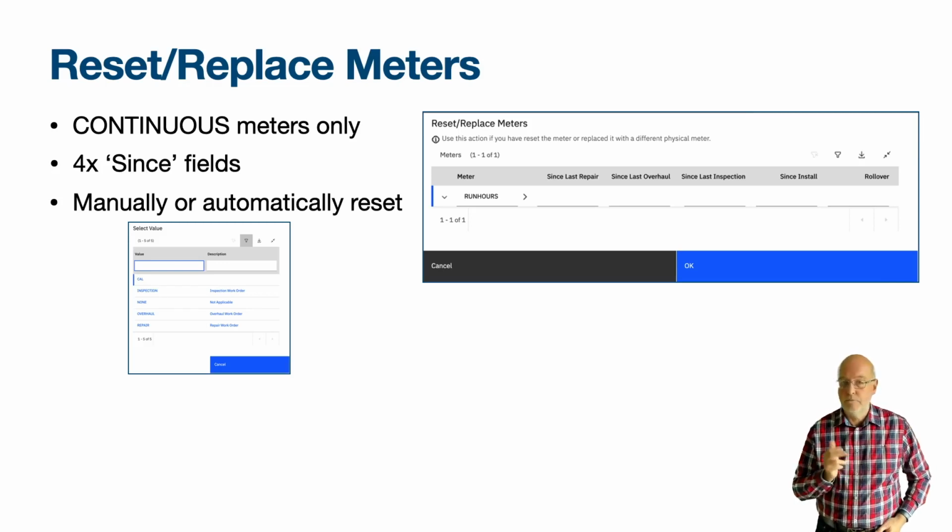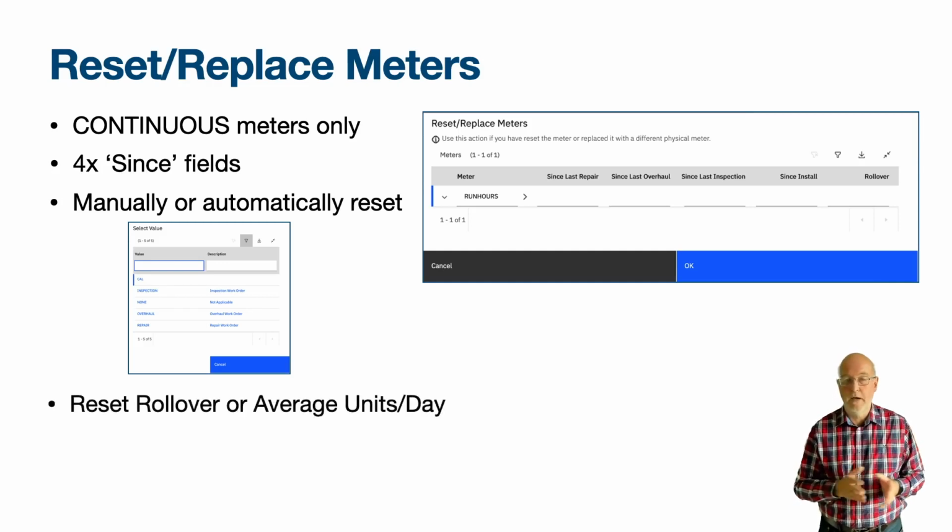You can also use the Reset Replace Meters dialog to reset the rollover point or the average units per day. The details area shows the new reset values alongside the current values.